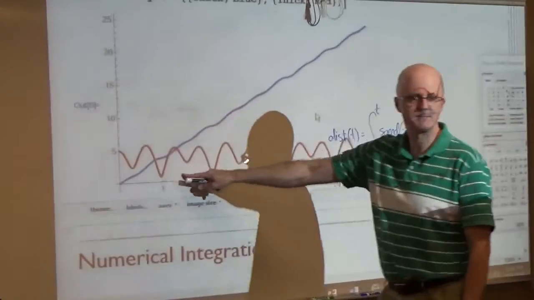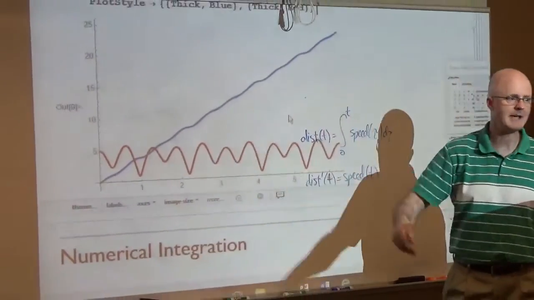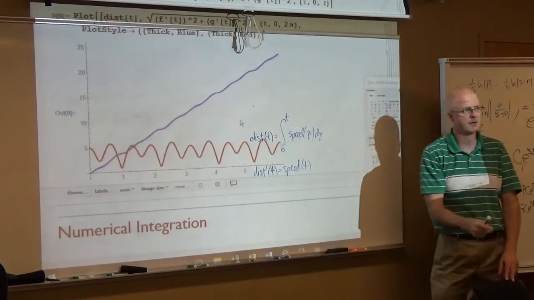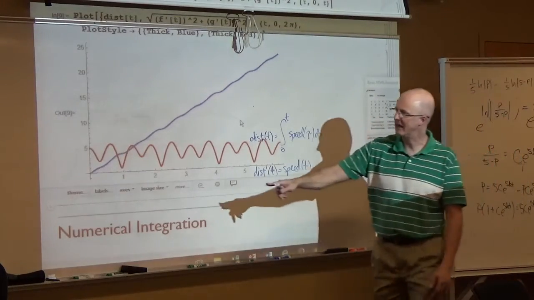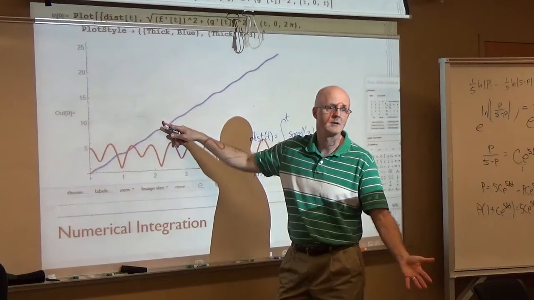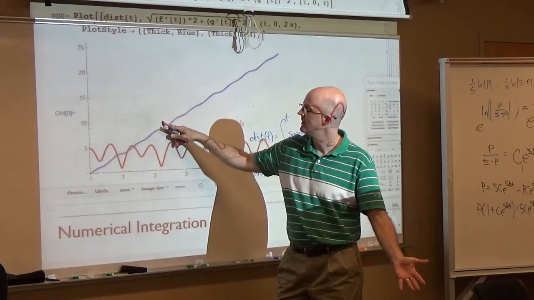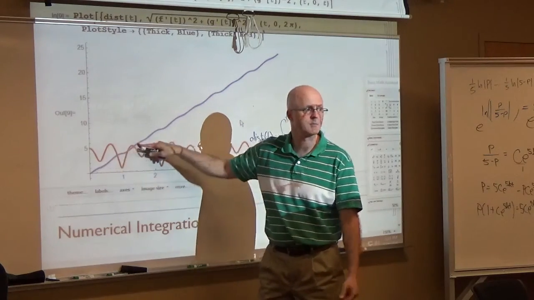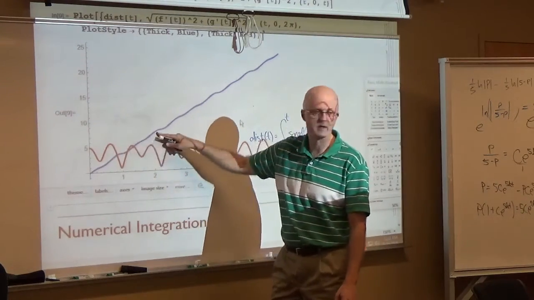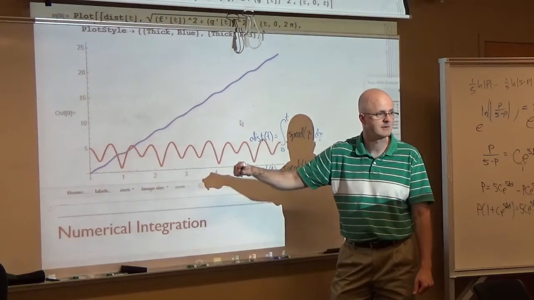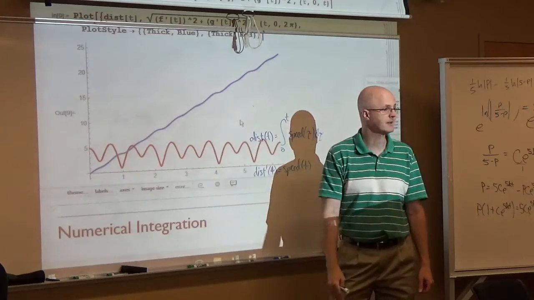The red graph is the speed, constantly going up and down, speeding up, slowing down, slows down in the sharp corners, speeds up in the straightaways. The blue graph is how far it's gone. That keeps going up, it never goes down. The red, the speed, is the derivative of the blue. The slopes of the blue are always positive, the values of the red are always positive. The blue is the integral of the red.